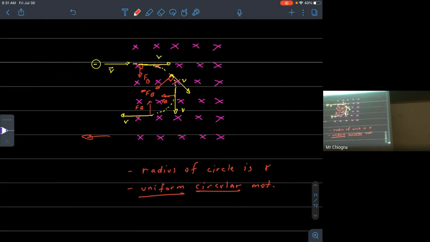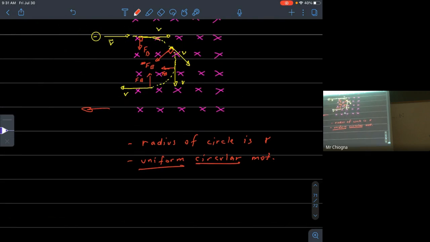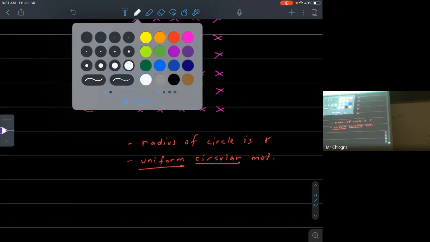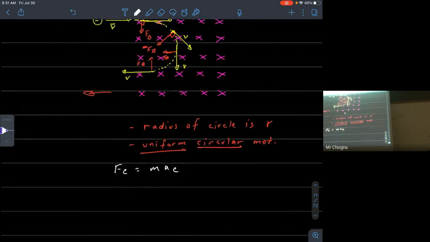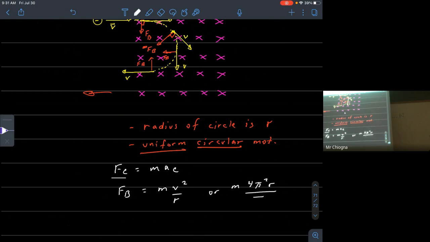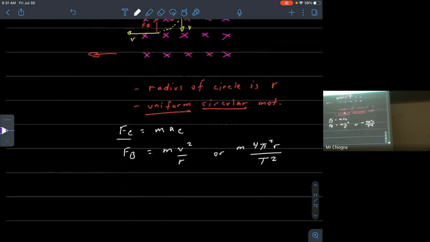So if it's circular motion, that means we can apply the following equations. Fc is equal to m a c. Fc in this case, what's causing it to move in this circle? It's a magnetic force. What's the acceleration? Well, you can write v squared over r, or 4 pi squared r over T squared. You can use either one, whatever's convenient.